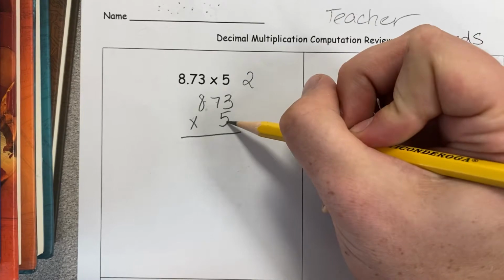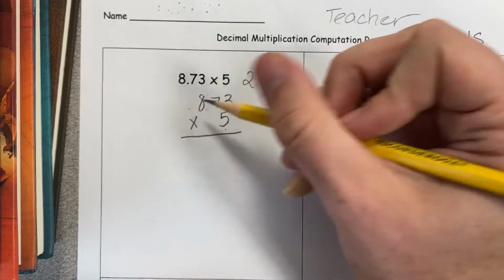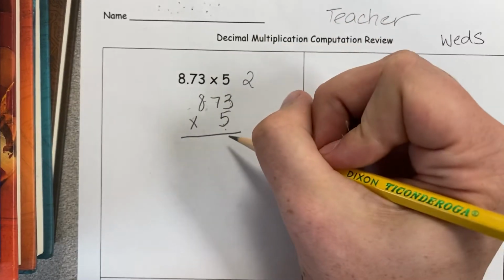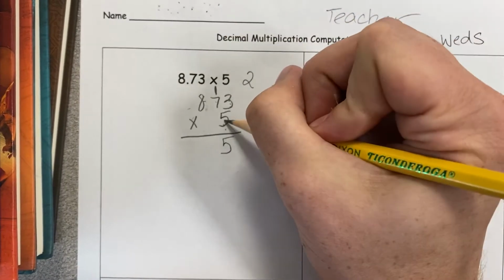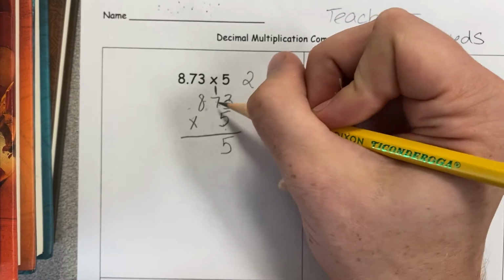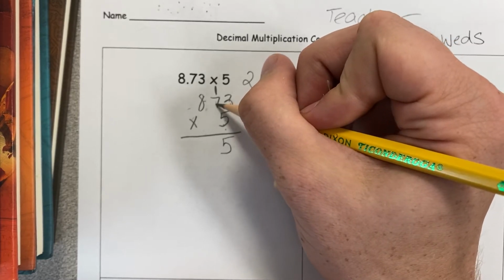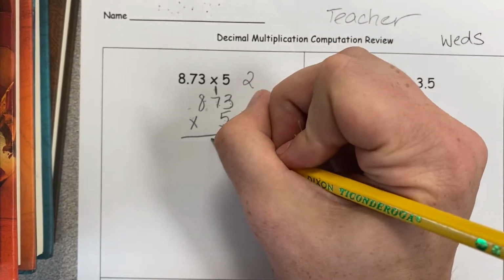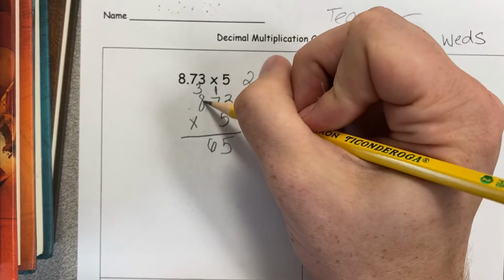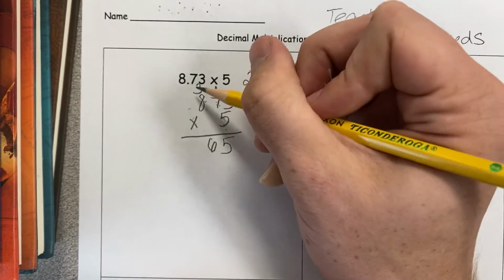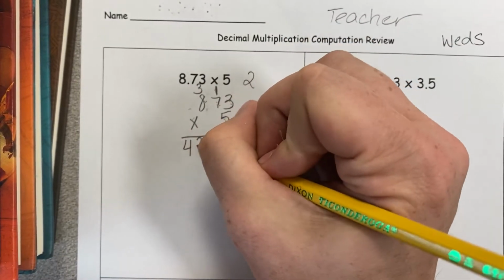So we start with our 5 times 3 because we work our way from right to left in this case. 5 times 3 is 15. So I'm going to put the 5 down here and the 1 up here. Then 5 times 7 is 35 plus 1 is 36. So I'm going to put 6 down here, 3 up here. And then 5 times 8 is 40 plus 3 is 43.